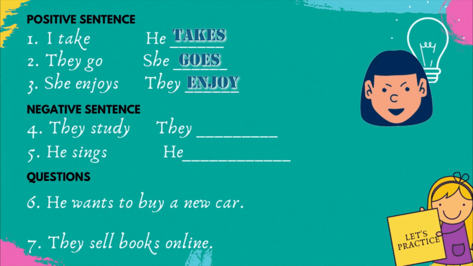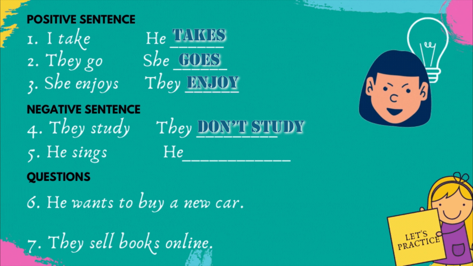Number 4. Now let's make the sentence into a negative one. They study, they. Since our subject is they, we need to use what? Don't. Just use the contraction. Don't plus the base form, which is study. They don't study. Don't being short for what? Do not. Right, you got it.